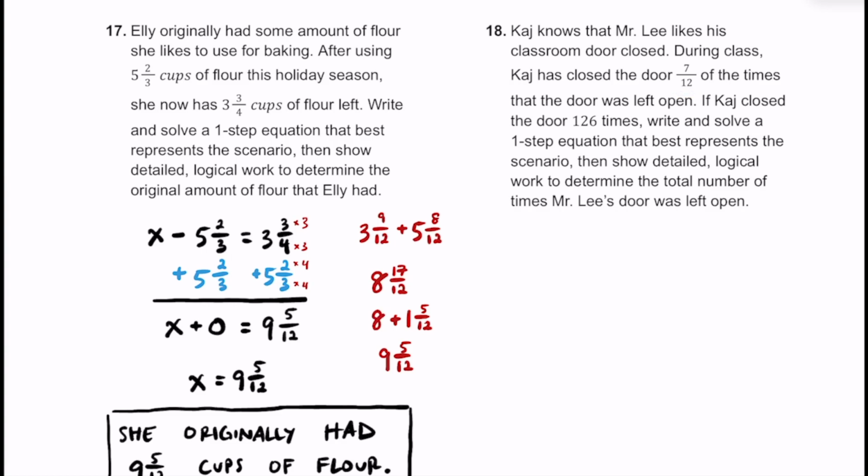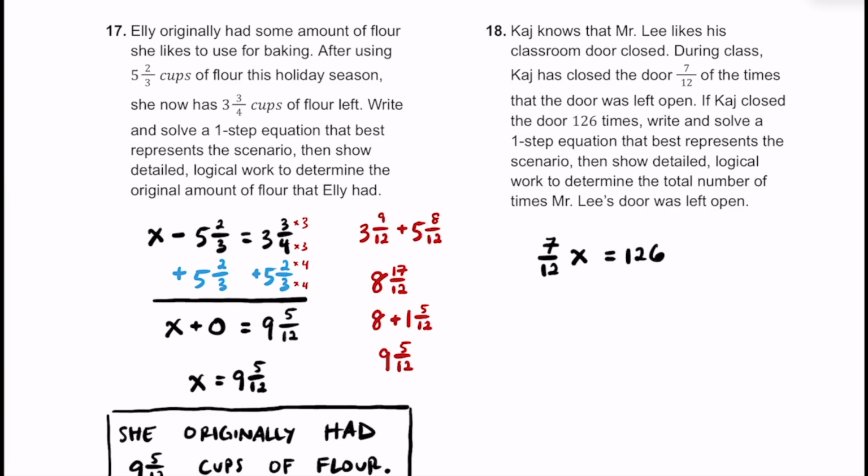And if Kai closed the door 126 times, again, this is not all the times, he closed the door a little bit more than half the number of times it was open. The question is how many times was the total number of times that the door was left open, right? So that keyword "of" lets us know that Kai has closed the door 7/12 of all the number of times it was open. We don't know what that is, so it's 7/12 times this total number. And we know that's equal to 126, right? Because Kai has closed the door 7/12 of all the times.